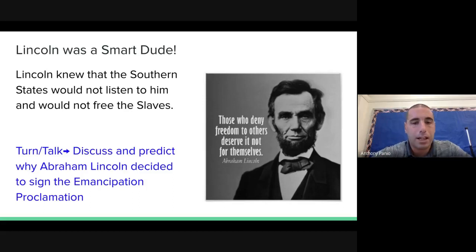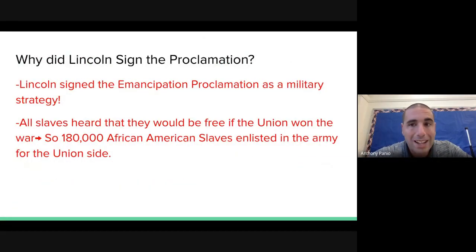All right. So this is the last thing you need to copy down. Why did Lincoln sign the Proclamation? Lincoln signed the Emancipation Proclamation as a military strategy. Understand, right before this was proclaimed and signed, the Union was losing the war. You saw in the beginning of the battles how they were losing a lot of battles. So Lincoln says, you know what? We have a large amount of African Americans that are pretty much the focus of this war. We're trying to fight for freedom and preserving the Union. Why don't we use them to help us win the war?